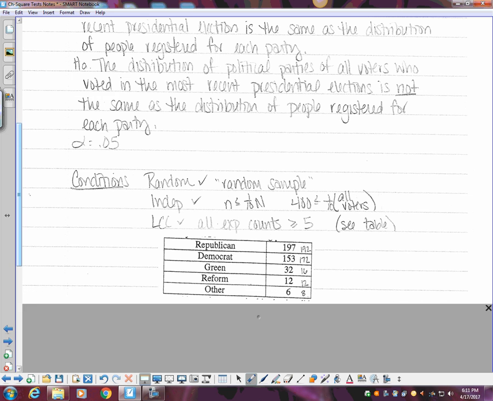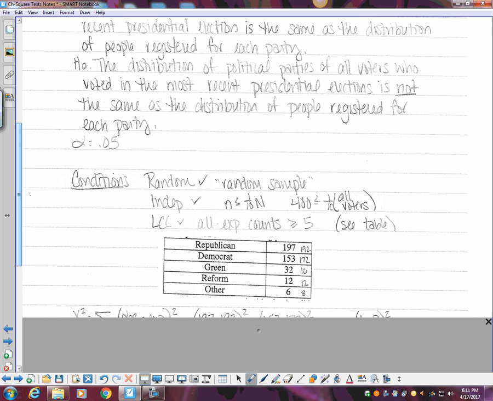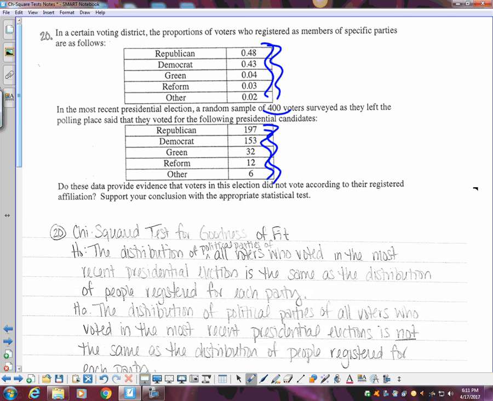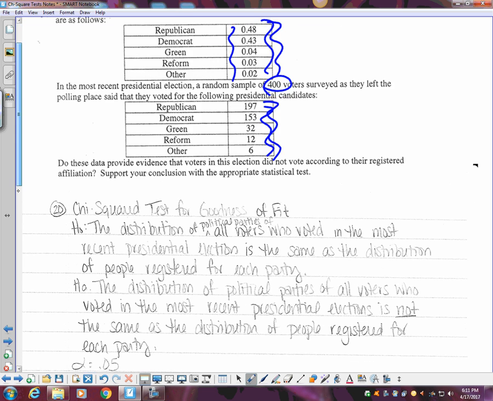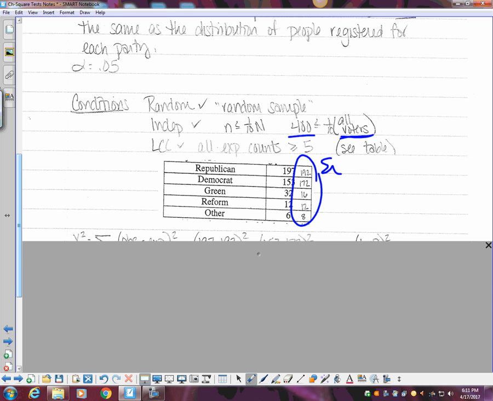And now I'm ready to check my conditions. Random, it said that it was a random sample. I'll only have one sample size, 400, and that would just be all voters. Probably all voters in this district. Large counts condition, see table. Okay, so let's figure out how we came up with these numbers. Okay, so I had 400 voters, and these are the percents that it's supposed to be. So all I did was 0.48 times 400 and 0.43 times 400, because what these numbers are my expected. This is observed. That's what actually happened. Expected is what should I have expected to happen. So it's the percents times the total number of voters.